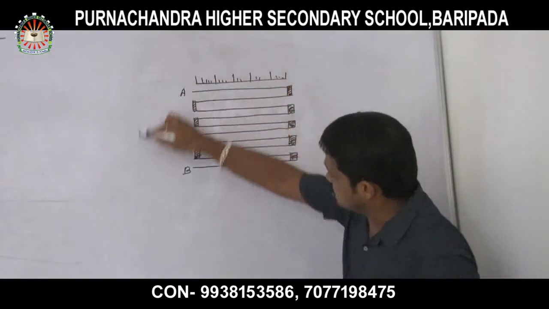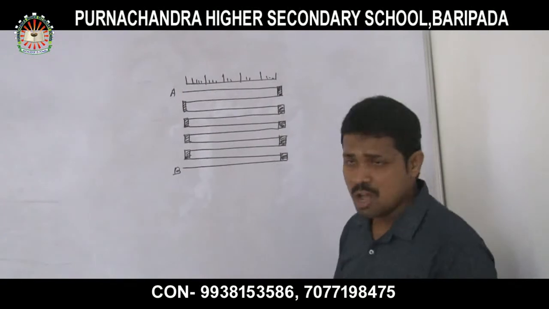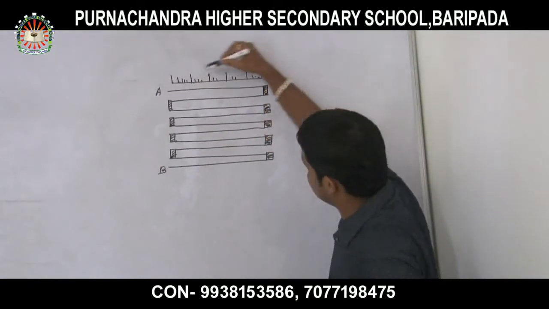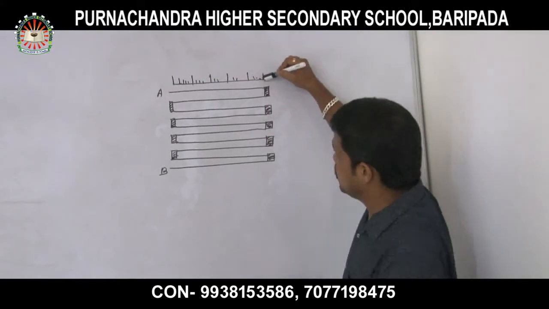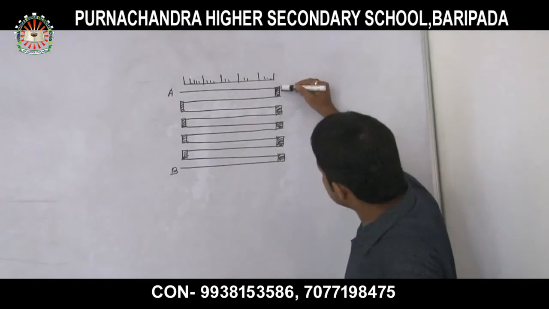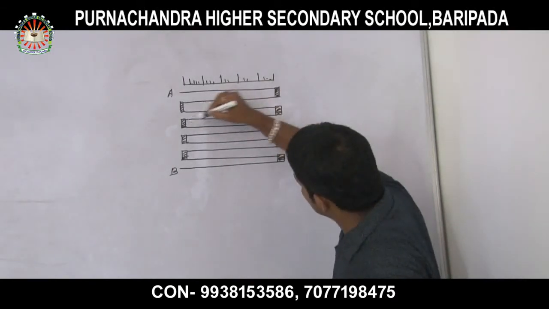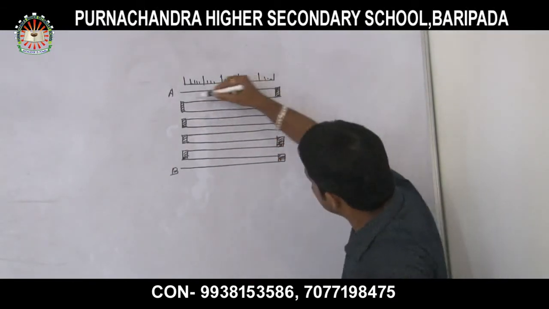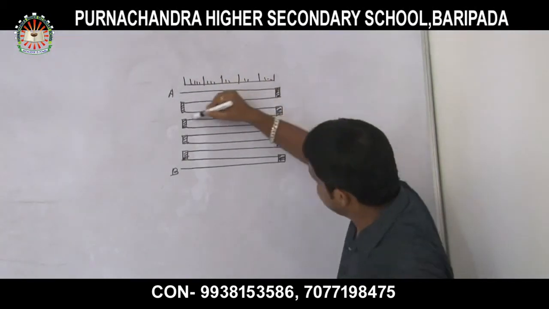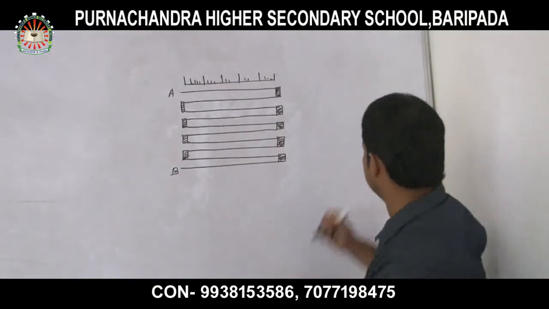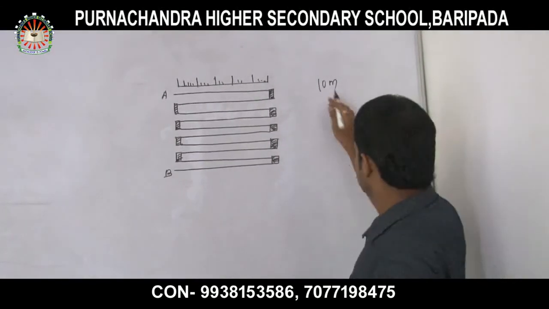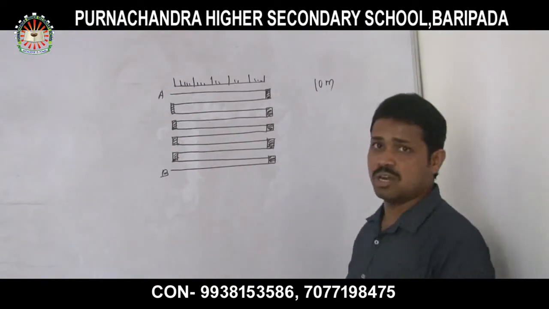So here this is the structural view of a potentiometer. What actually happens here? There is a meter scale above it, which is fixed with a wooden box. These are the screws, and this is my wire, which has a certain length, that is 10 meter. Remember, this wire has a length of 10 meter.